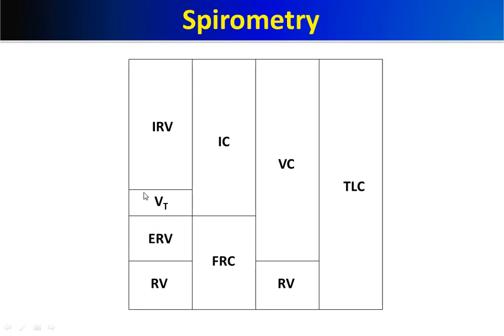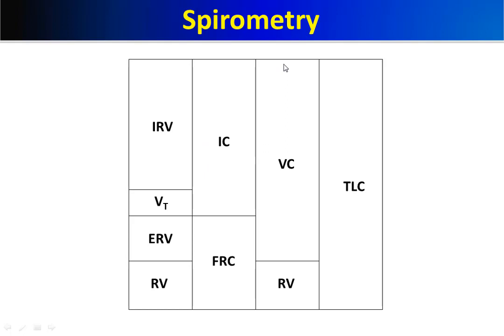This is the tidal volume, which is inhaled and exhaled during eupneic breathing at sea level. This is the extra additional volume which can be inhaled, the inspiratory reserve volume. This is the additional volume which can be exhaled, the expiratory reserve volume. And this is the volume which cannot be exhaled using forced expiration, which is the residual volume. These are the capacities. This is the functional residual capacity, and this is the inspiratory capacity.